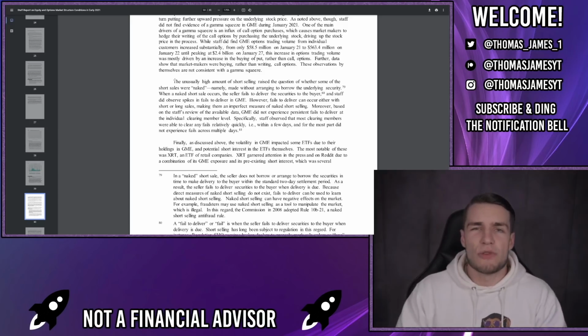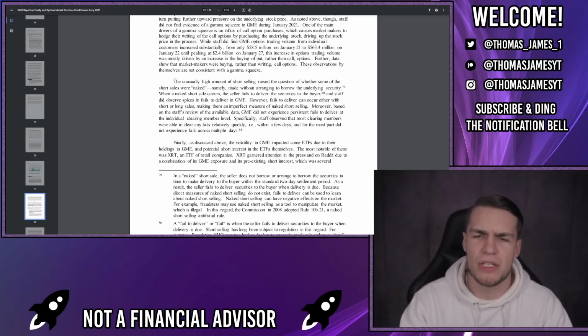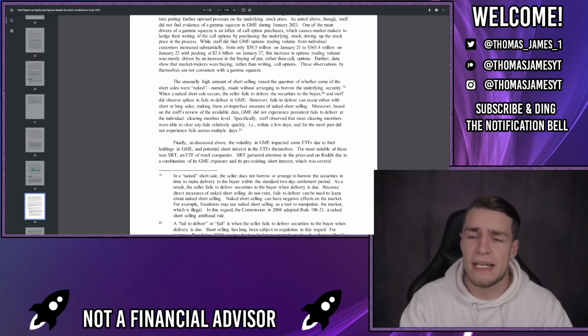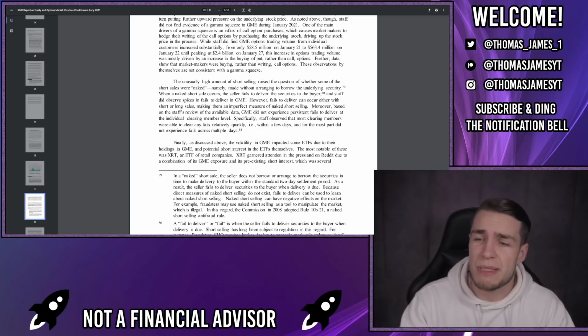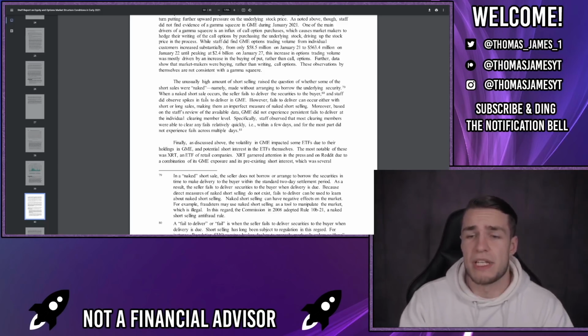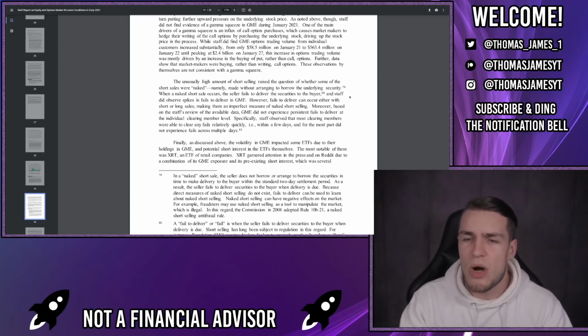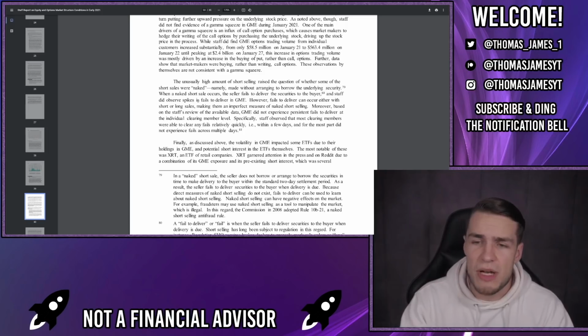Now the next thing that I found really interesting is the fact the report doesn't even really talk about naked shorting. It kind of skirts around the question. The unusually high amount of short selling raised the question of whether some of the short sales were naked, namely made without arranging to borrow the underlying security. When a naked short sale occurs, the seller fails to deliver the securities to the buyer, and staff did observe spikes in fails to deliver in GameStop.